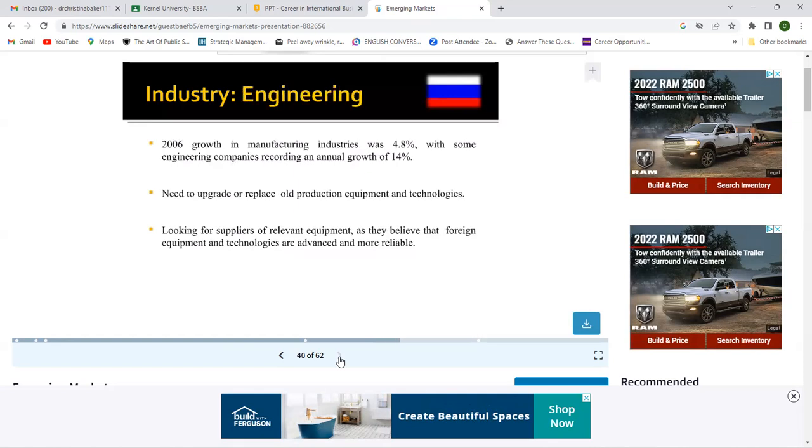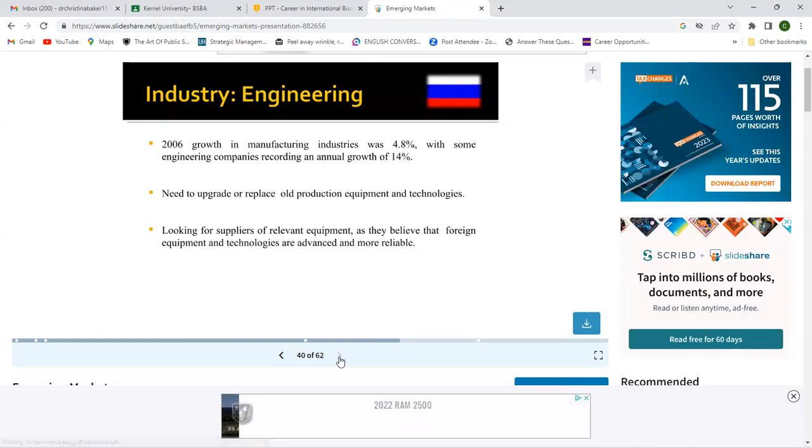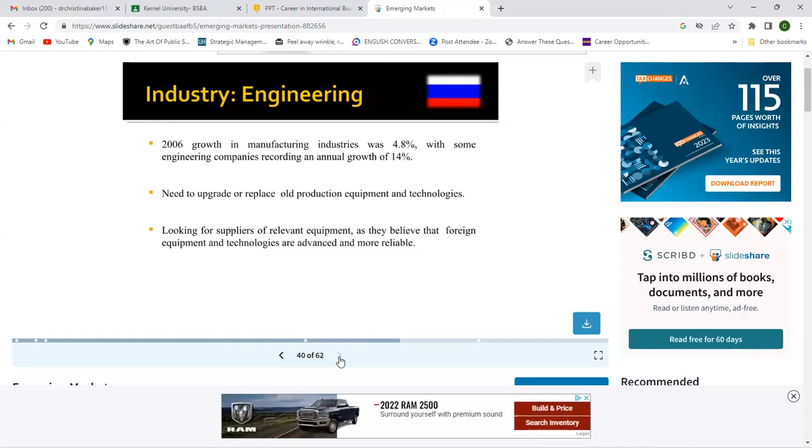In 2006, growth in the manufacturing industry was about 4.8%, with some engineering companies reporting annual growth of 14%. There is a need to upgrade or replace old production equipment and technologies. They are looking for suppliers of relevant equipment, as they believe that foreign equipment and technologies are advanced and reliable.